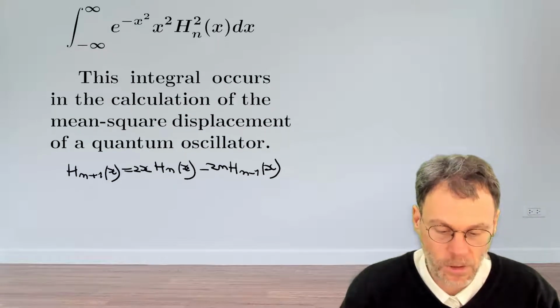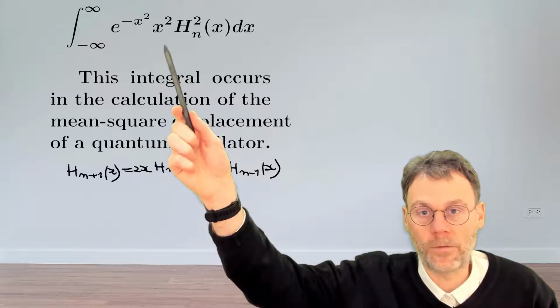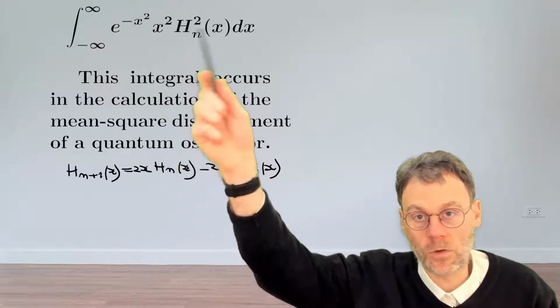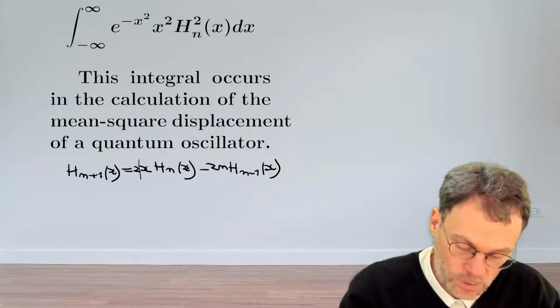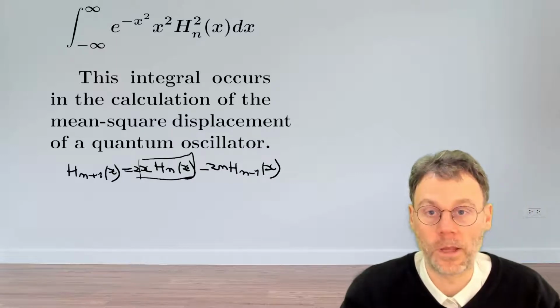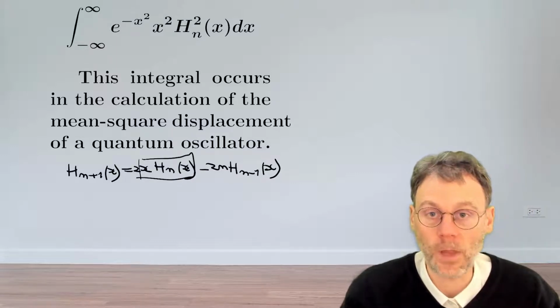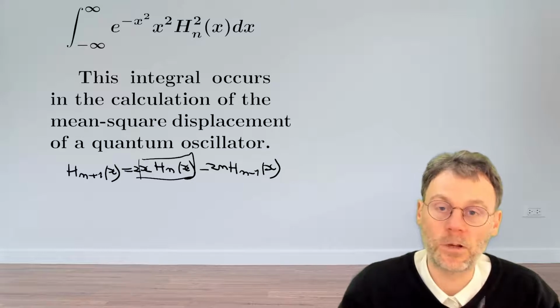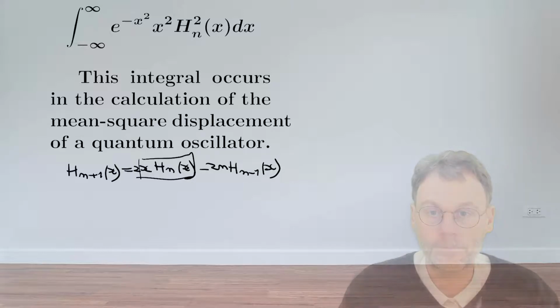And then looking at the integrand over here, we have x H_n squared, and the idea is to get that information from that equation over here. So with this particular hint, pause the video and see how far you can get.